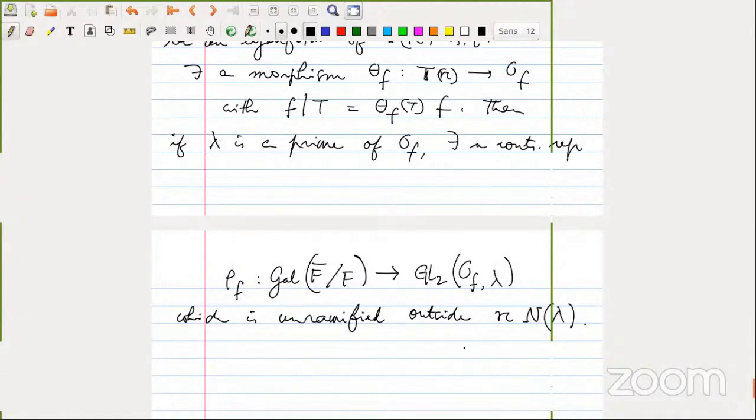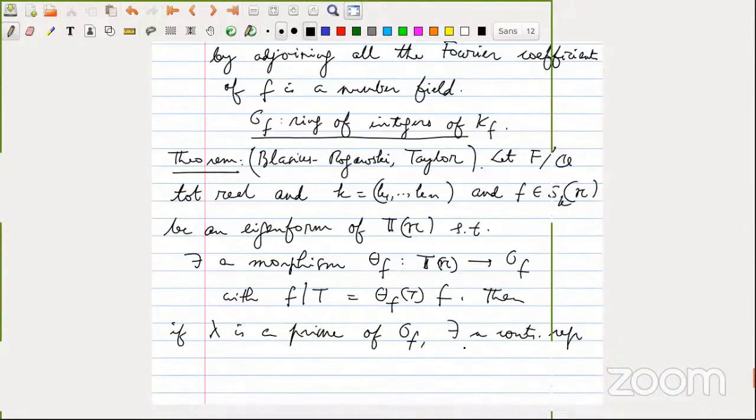So this theorem is similar to, or a generalization of, the existence of Galois representations for Hecke eigenforms in the case when we have SL2(Z) over Q.